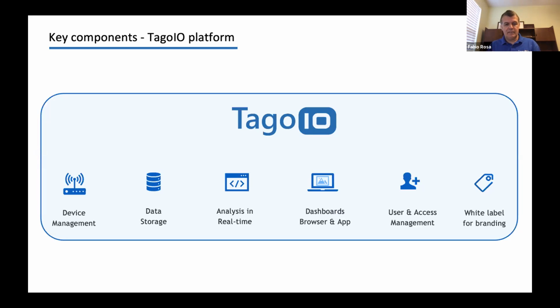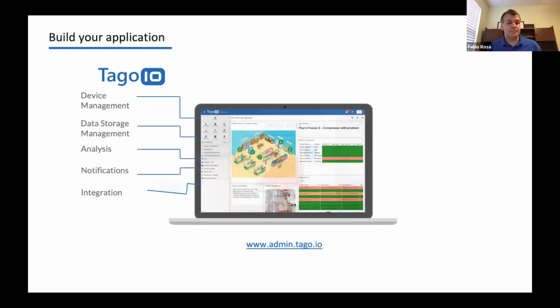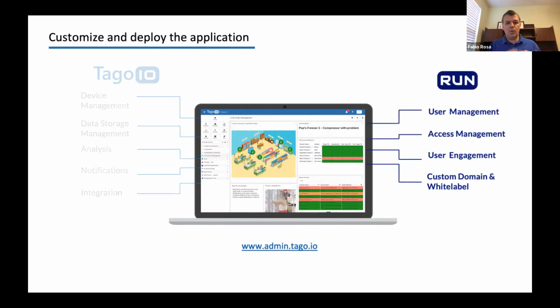Then you go beyond that. It's not only about IoT. You can access your users. You can manage how they're going to see the data. And also you can have a white label version, so you can add your brand. So 2 steps. First, you create your free account at admin.tago.io. Then you can manage your devices, store data, create notifications, create integrations, create your visualization. And then you deploy using TagoRun. When you deploy, basically, you allow others to come to your solution.